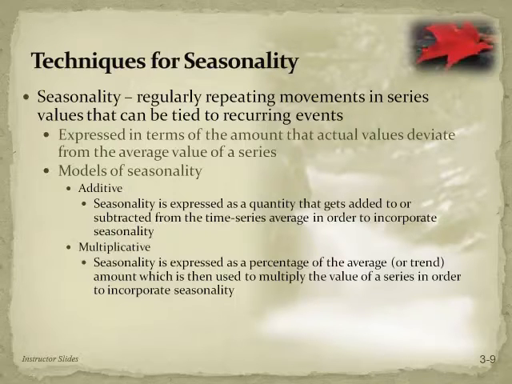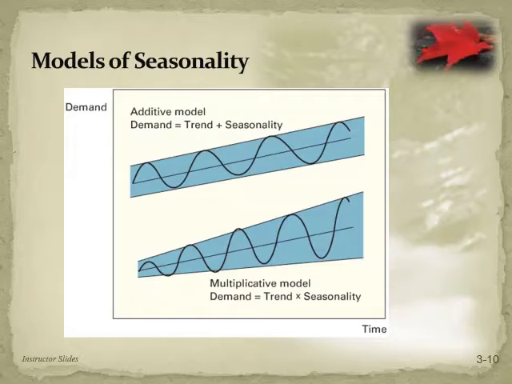Another method is called the multiplicative, which means that I take what my average is and multiply it. So in November, if I sell 25% more frozen turkeys than I do any other time of the year, I'll take the average demand for my turkeys and for November increase it by 25%. So that is the other example of how to do seasonality. So the additive method is just adding, and the other is multiplying it times the trend factor.